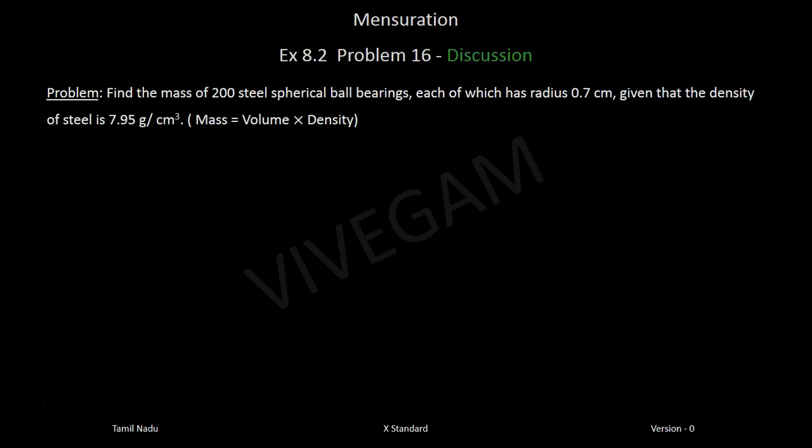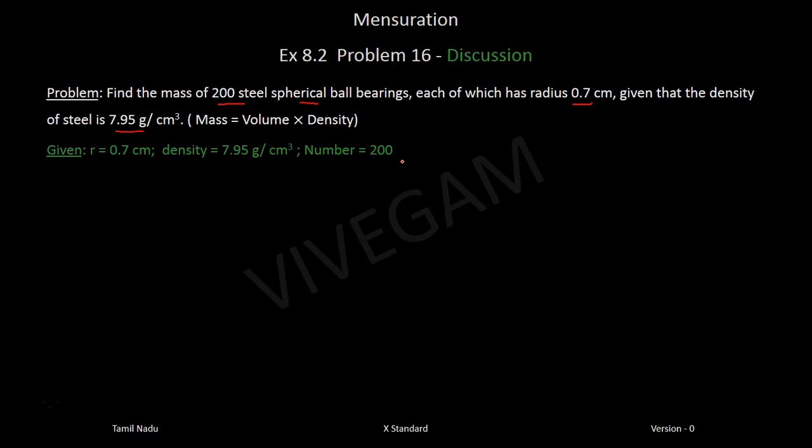Let's mark what is given in the problem. 200 spherical balls. You are asked to find the mass of 200 steel spherical balls. Number of balls is 200. The shape is sphere. The radius is 0.7 centimeter. The density is 7.95. Anything else? I guess that's it. So radius is 0.7 centimeter, density is 7.95, and the number of spherical balls is 200.